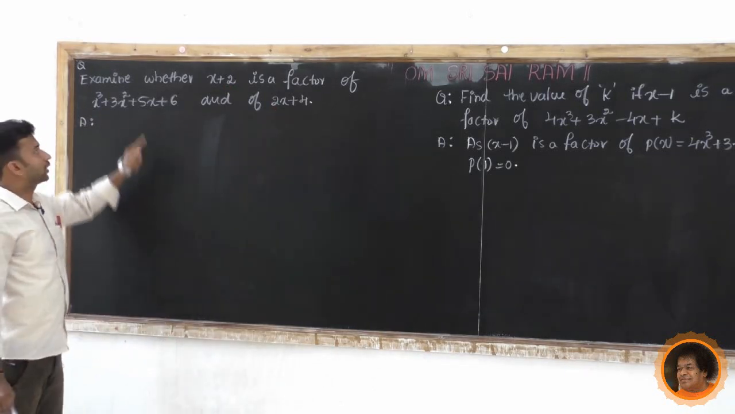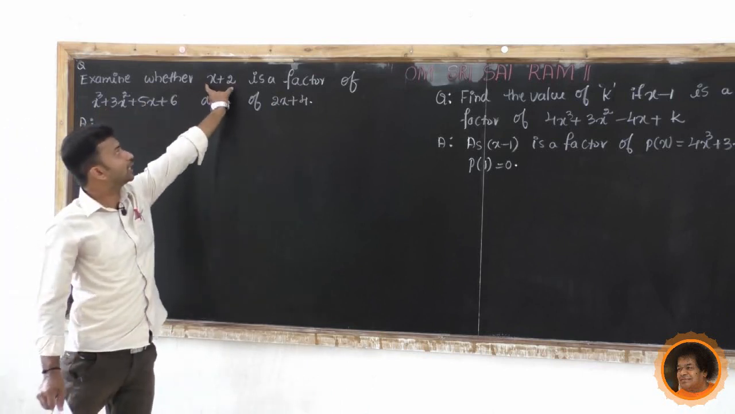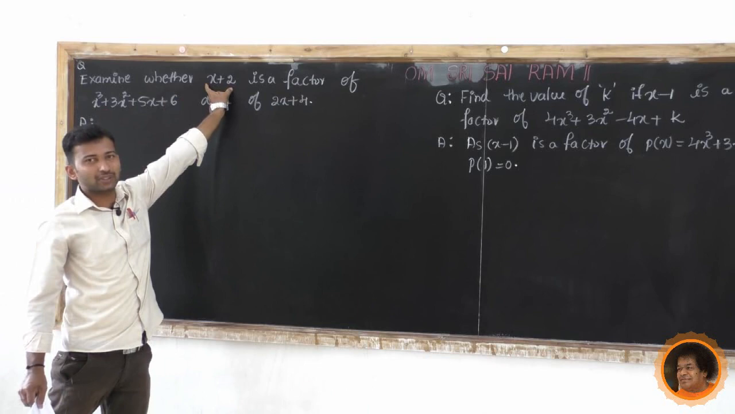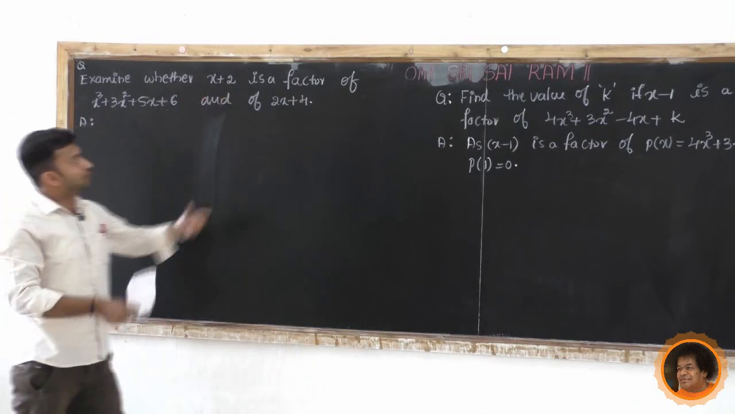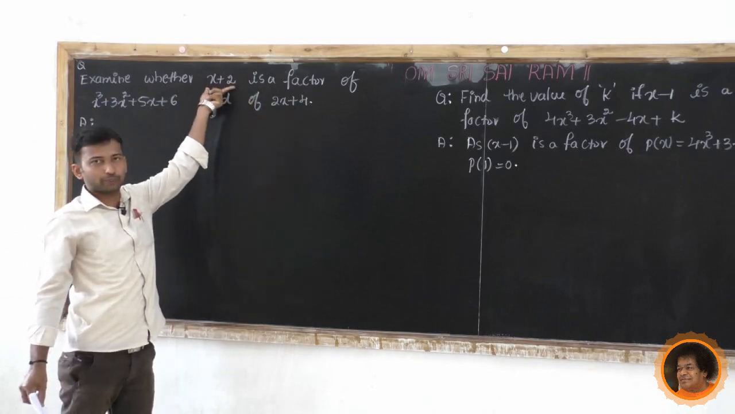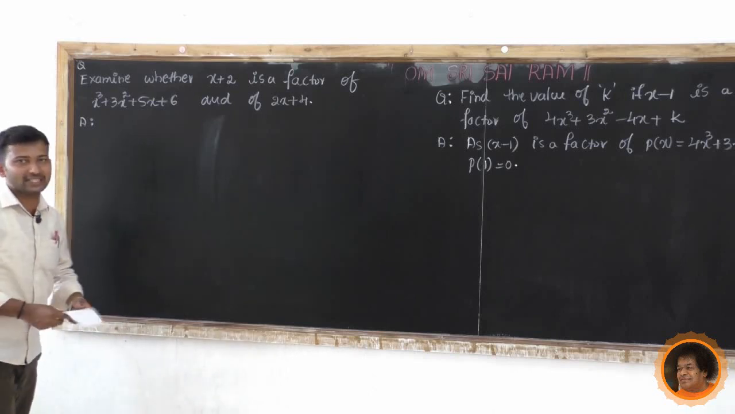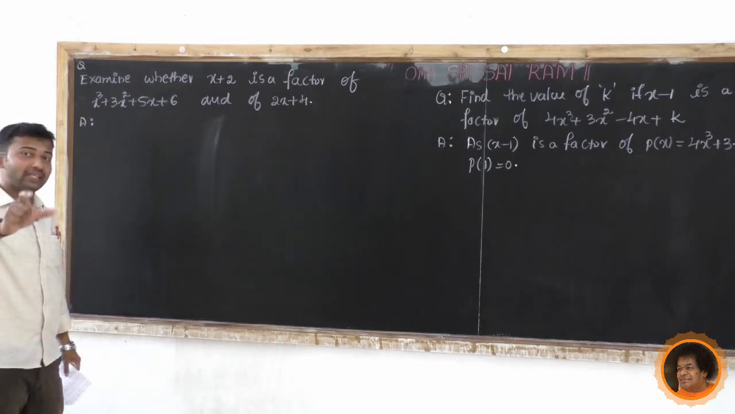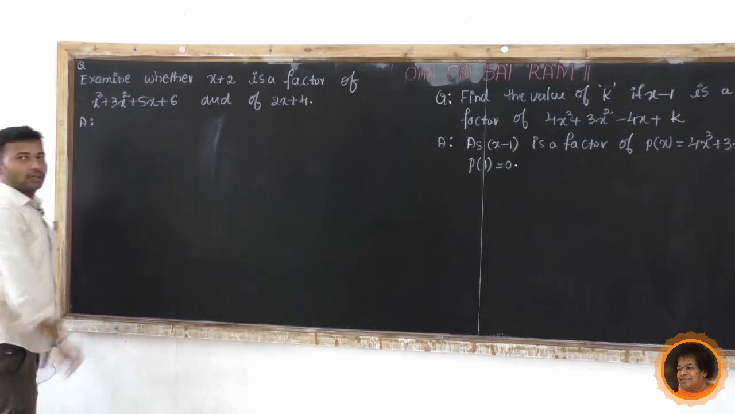For the first step, we should divide this p of x by the polynomial x plus 2. In the next step, we should divide 2x plus 4 by x plus 2, using the remainder theorem, which is the easy method to find the remainder of the polynomial. What is the first step?